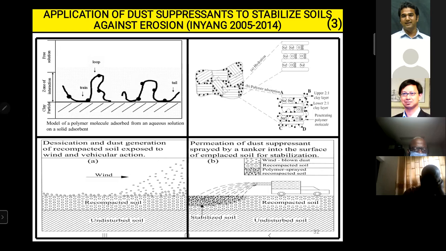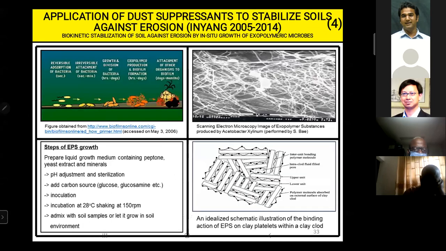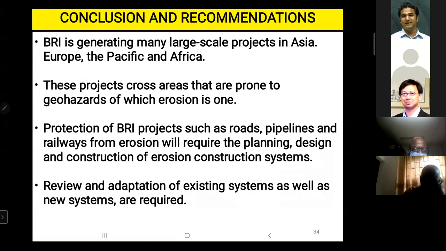And of course, when we find those polymers, we want to put them in a truck and spray them on soil during construction, as I've shown in the lower right-hand corner. So I will stop here so that you can ask some questions. And I will conclude by saying that BRI is generating many large-scale projects in Asia, Europe, the Pacific, and Africa. These projects cross areas that are prone to geohazards, of which erosion is just one.